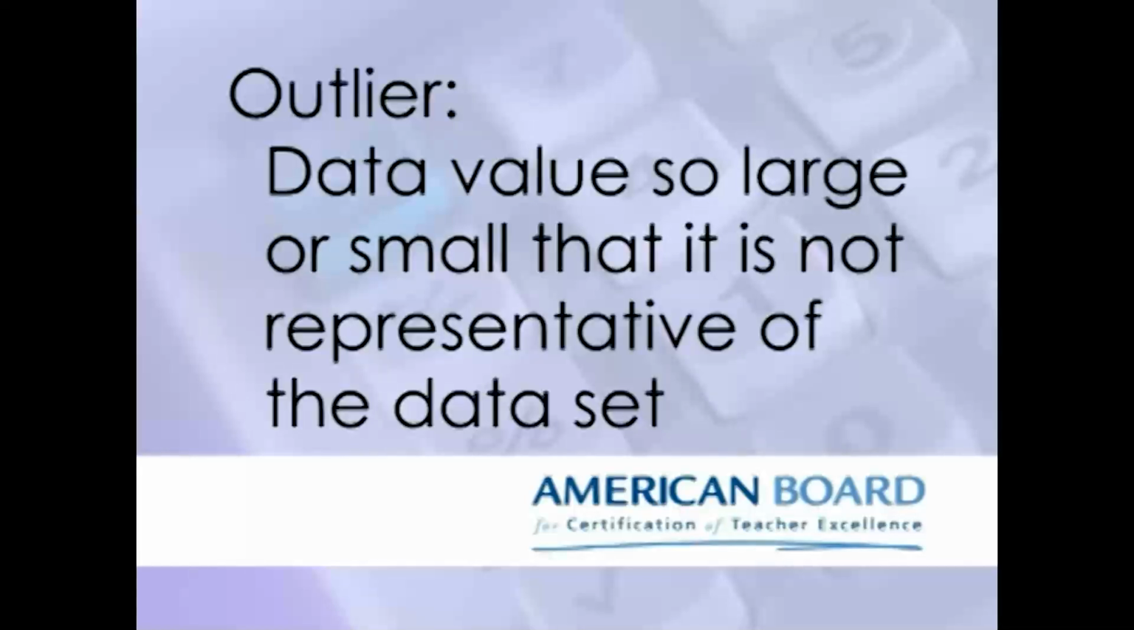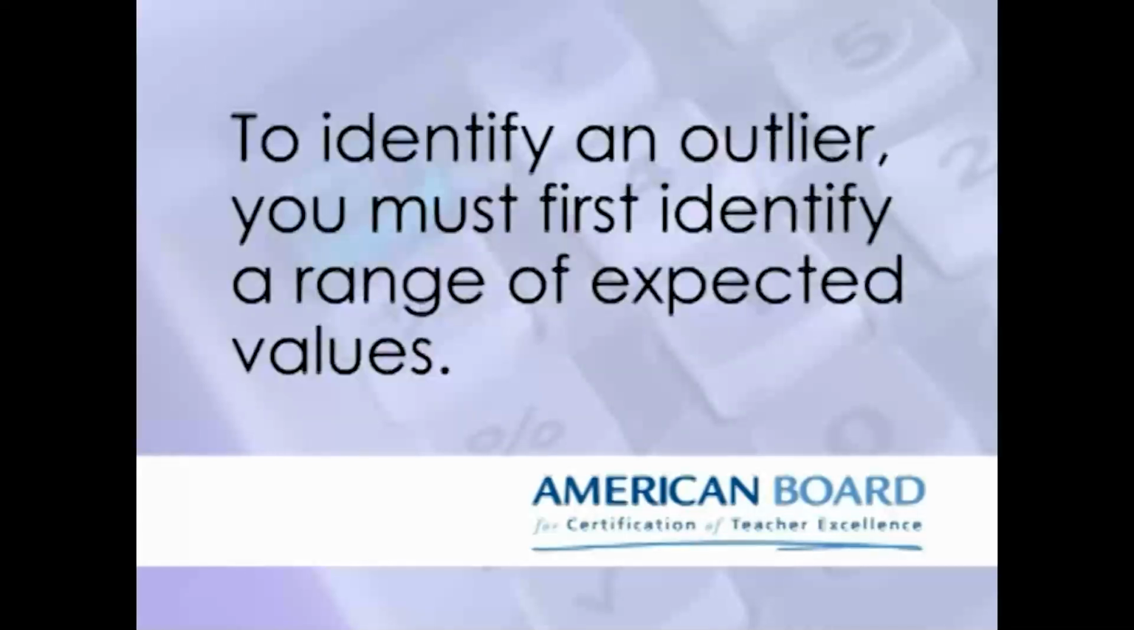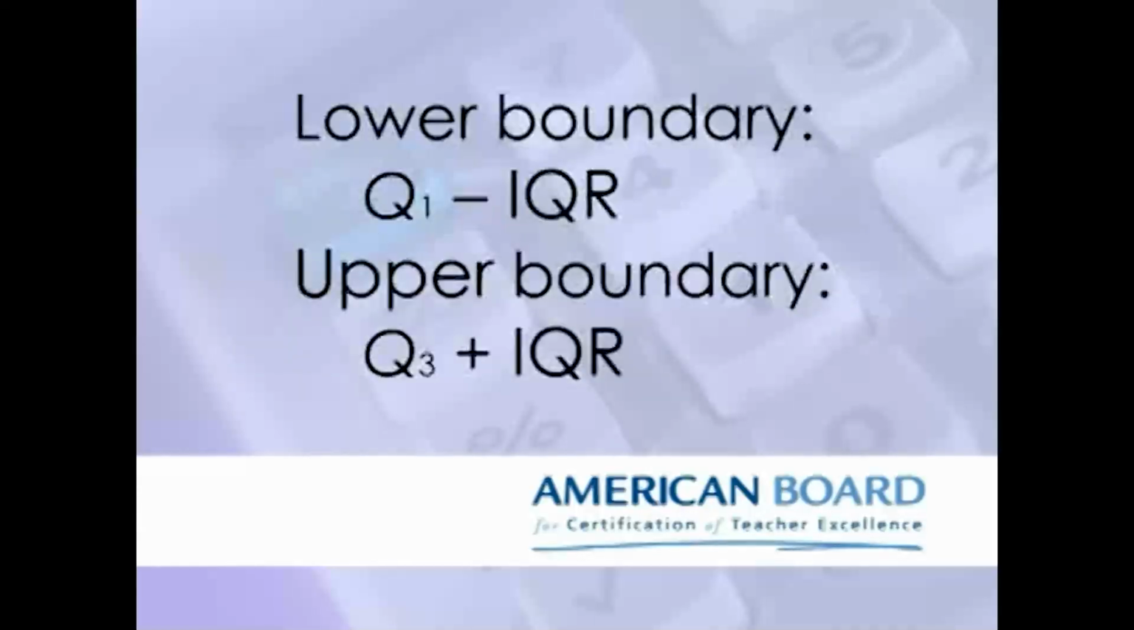One way to identify outliers is to set up a range of expected values. You're essentially saying, based on what we observe in the data, all of the data values should occur within this range, and anything outside of this range is either suspicious or not representative of the group. To calculate the boundaries of that range, simply subtract the interquartile range from the first quartile and add the interquartile range to the third quartile.